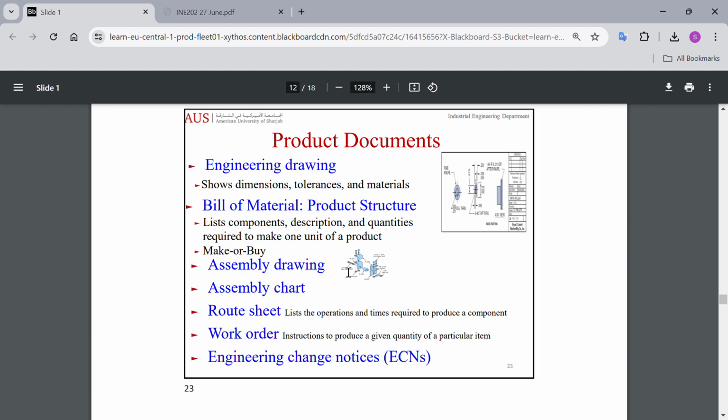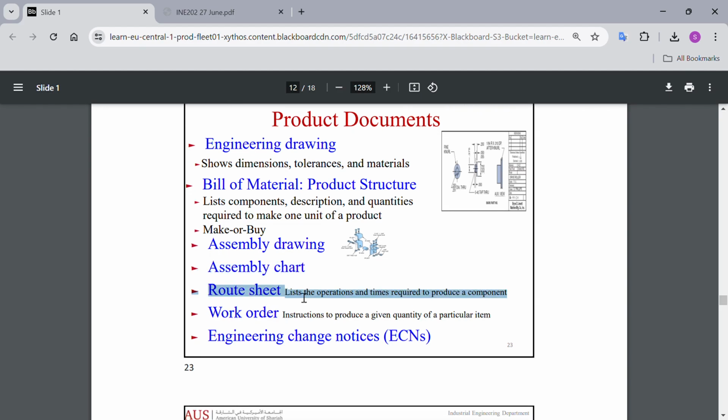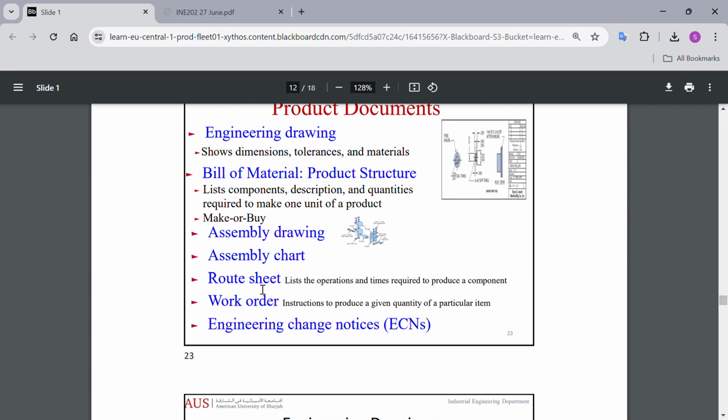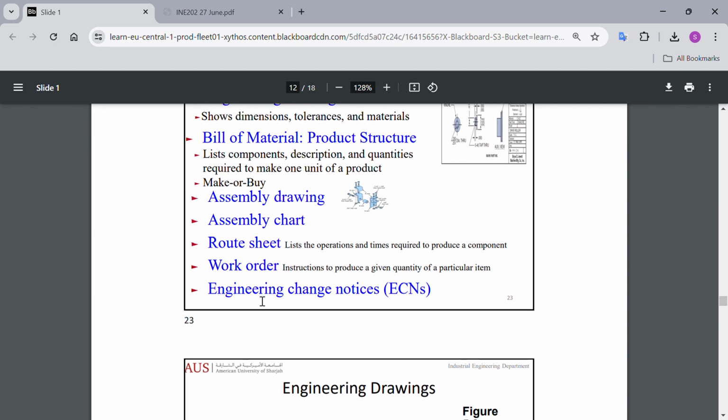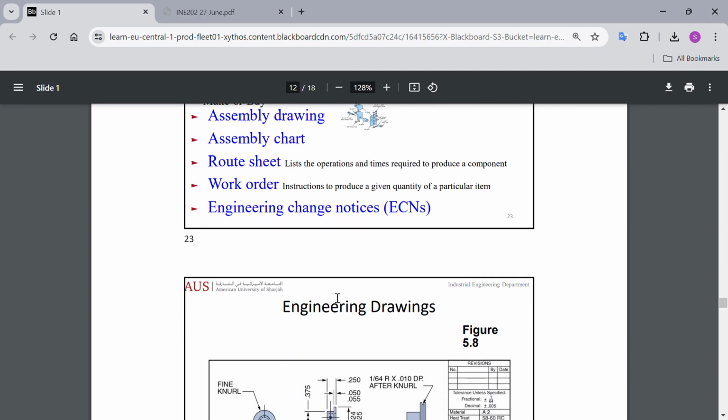And so it's also important to have an assembly drawing. How are we going to assemble this? Again, in our same example, IKEA have their own assembly drawings attached to each of their products, and an assembly chart. The route sheet, we're gonna go over those. So the route sheet lists the operations and times required to produce a component. And then the work order. These are instructions to produce a given quantity of a particular item. And then engineering change notices, ECNs.